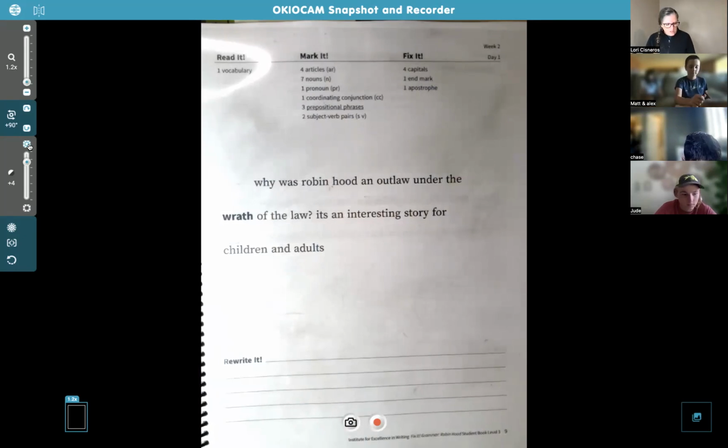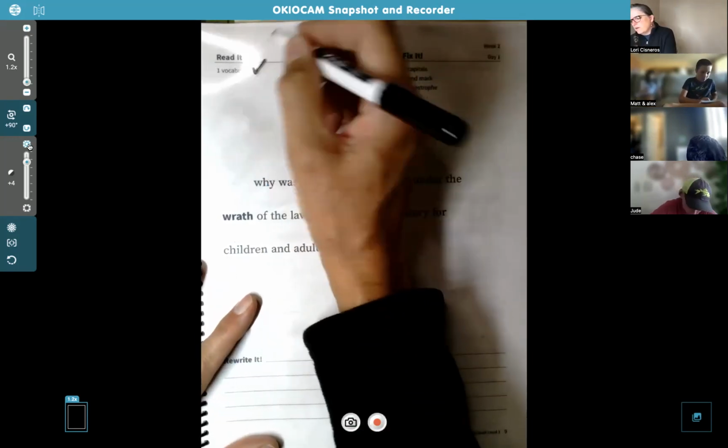Consequences, yeah, or punishment as a result of anger, maybe. So I don't know if you've ever heard of the wrath of God when God was angry in the Bible, you know, that was his punishment, right? Or strong anger. But you're right there, Matt. That's a good definition. So let's put a check mark by vocabulary.